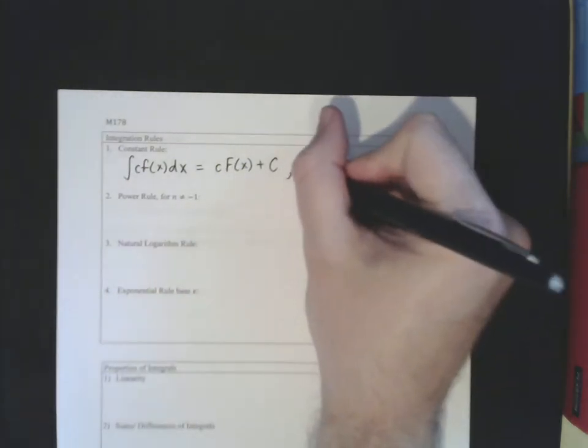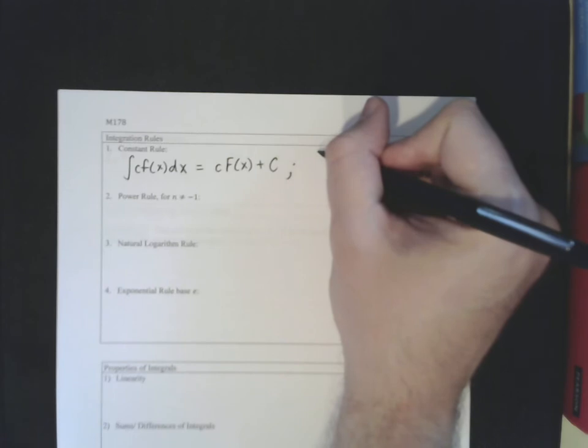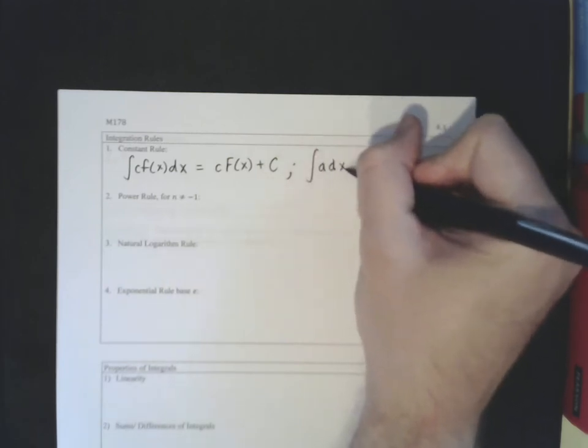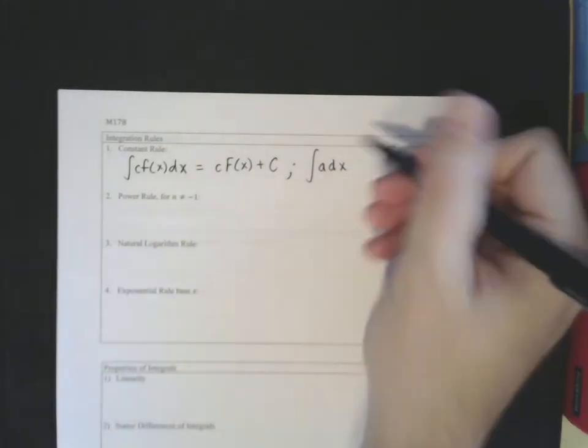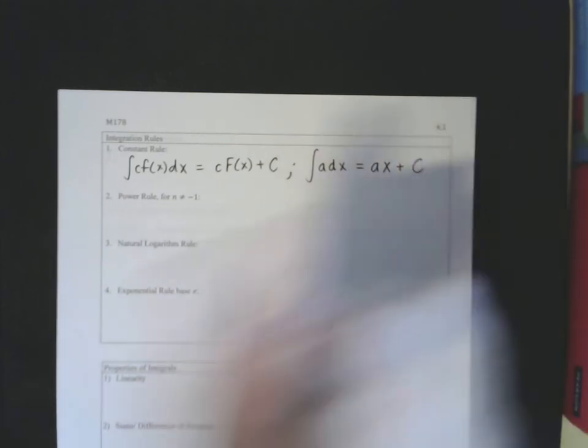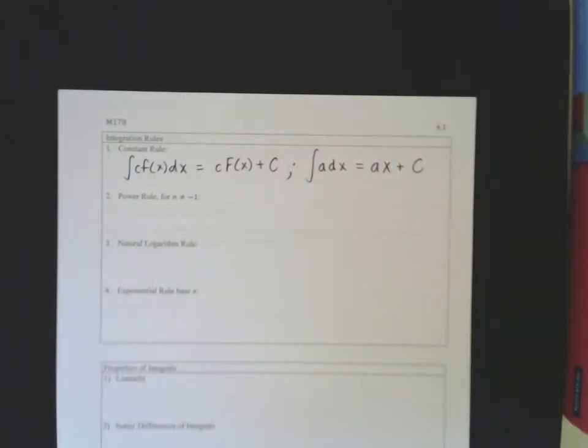And the other constant rule is about integrating constants, which we've done a couple times. So the antiderivative of a dx is the function whose derivative is a, and that's going to be a times x. And then we always need our constant of integration, ax plus c.